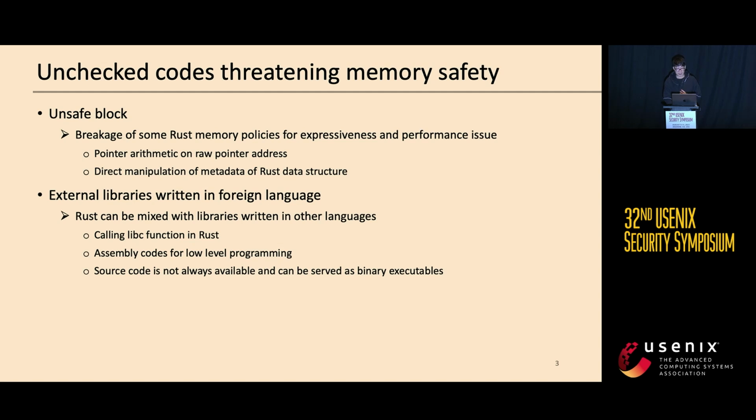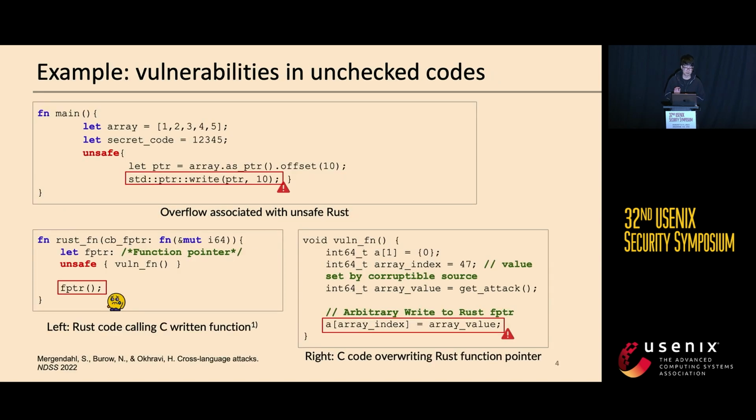For this case, you cannot assume that source code is always available since it can be served in the form of binary executables. Normally in Rust, overflow is prevented due to compile time and runtime bound checks. However, in the first example, there is a raw pointer address access on the array, and pointer arithmetic is performed on it. These instructions are considered unsafe, and through this unsafe code, an overflow is occurring beyond the original size of 5, bypassing Rust's memory policy.